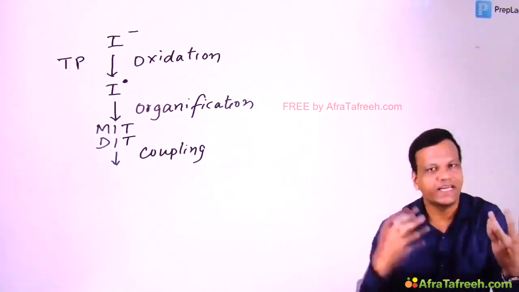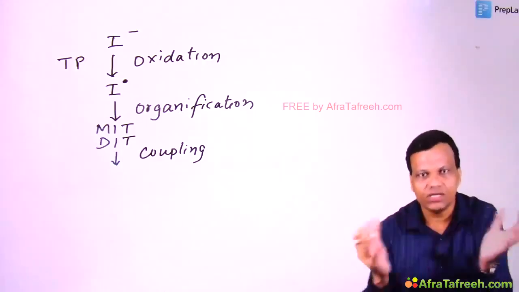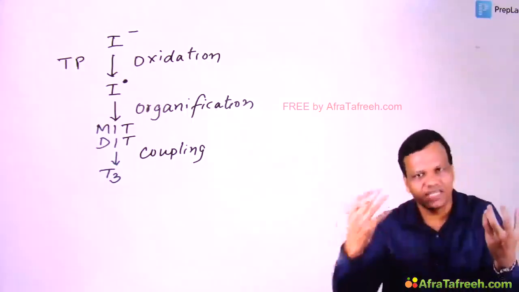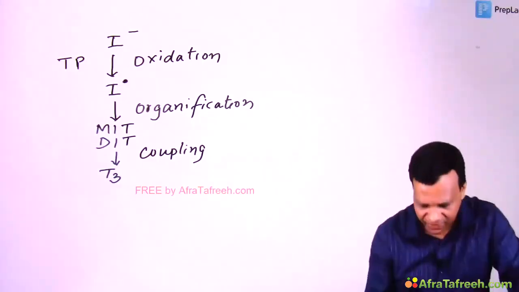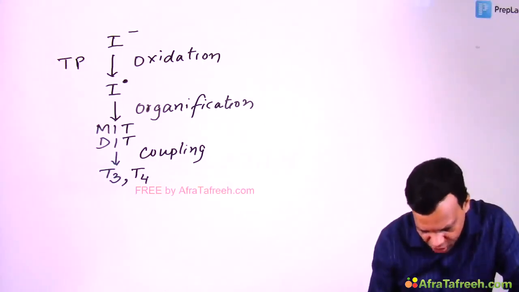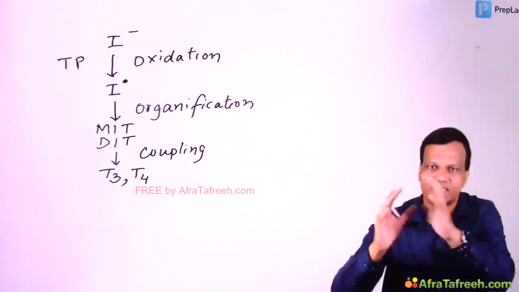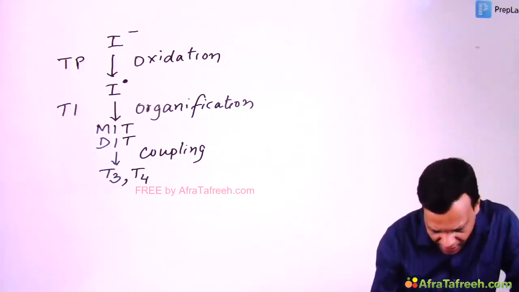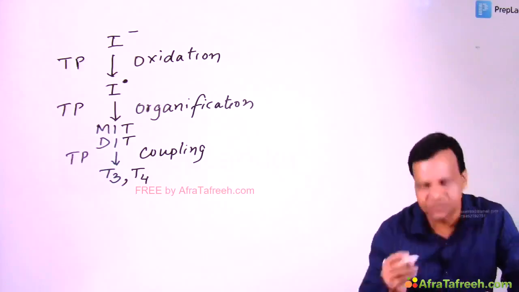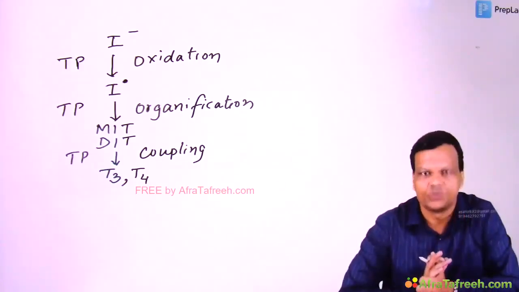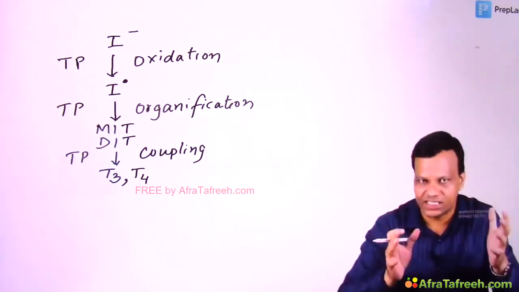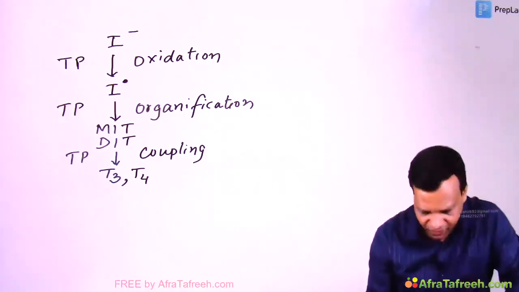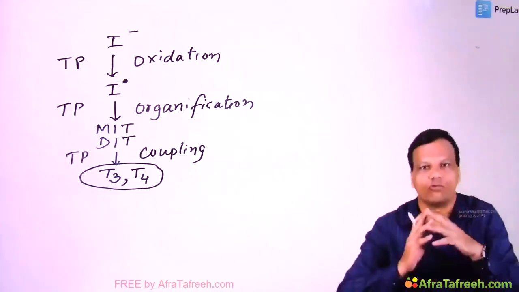MIT means one iodine, DIT means two iodines. So that will form three iodines, a compound known as T3. If DIT combines with DIT, 2 plus 2, 4, that will form T4. So the formation of thyroid hormones T3 and T4 is done by the coupling reaction. Okay. Now both organification as well as the coupling reaction are also catalyzed by the thyroid peroxidase enzyme. So basically thyroid peroxidase carries out three reactions: oxidation of iodine, organification and coupling, finally resulting in the formation of T3 and T4. Okay.